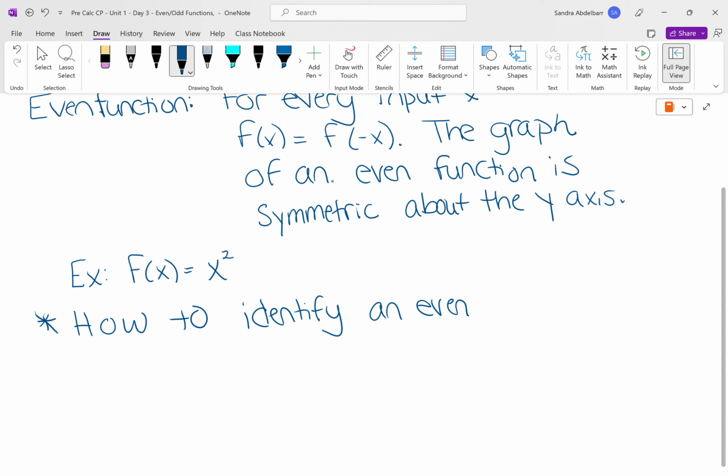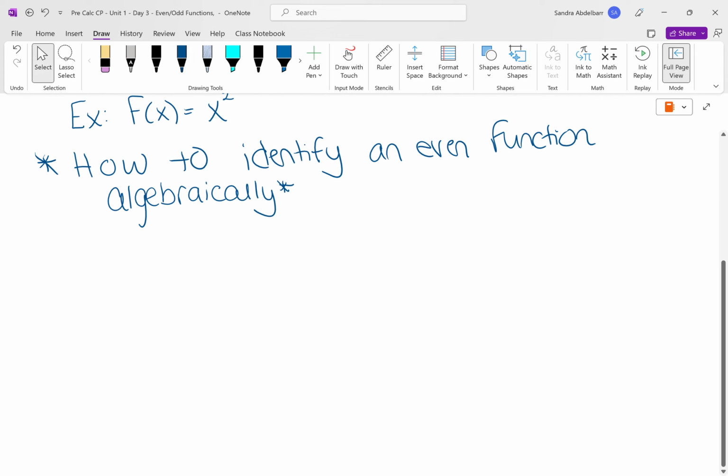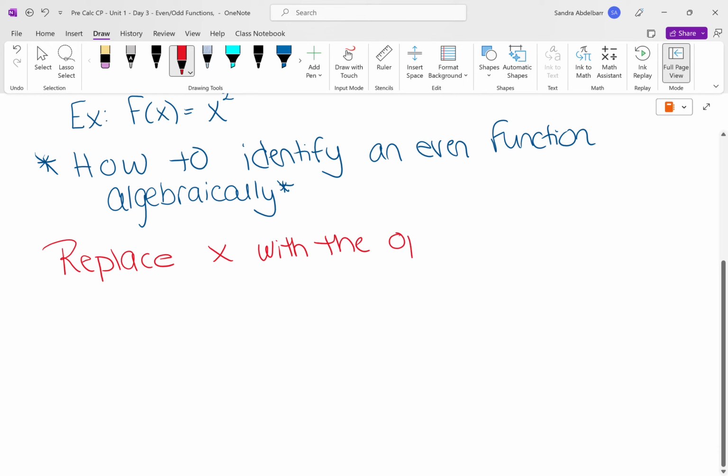All right, how to identify an even function algebraically? So what we're going to do, this is mainly what you're going to be doing. You're going to replace x with the opposite of x. What's the opposite of x? Negative x, you got it. So we're going to replace x with the opposite of x, which is negative x, and simplify.